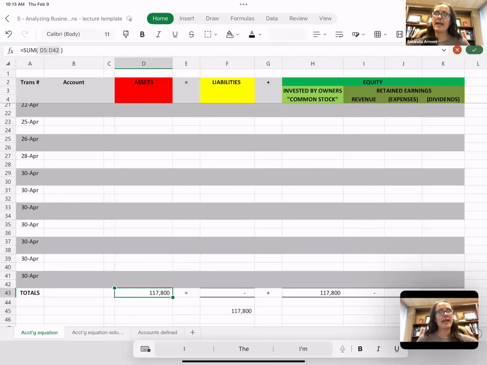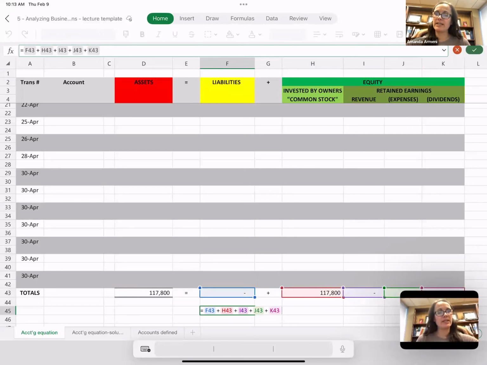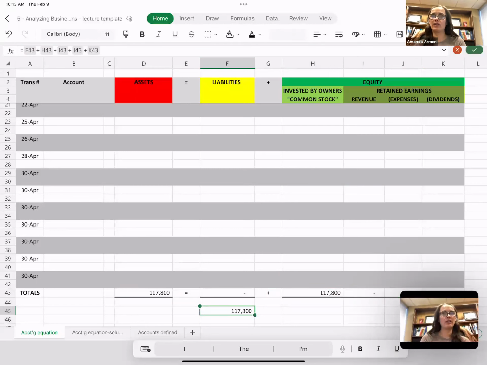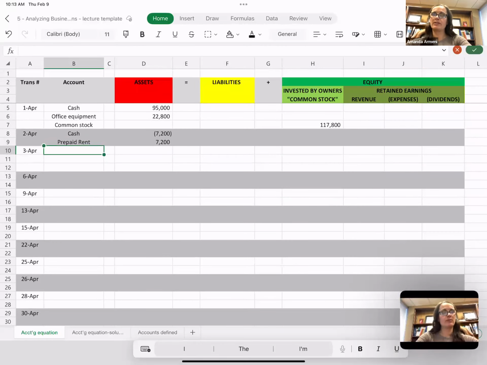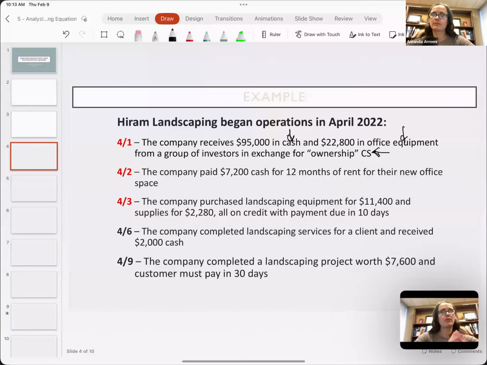And then the sum of all of the equity accounts. If I take all of my assets and compare them to my liabilities plus my equity accounts, I can see whether my accounting equation holds true or not. And in this case, it does. So there we go, cash and prepaid rent. We're ready to move on to April 3rd.